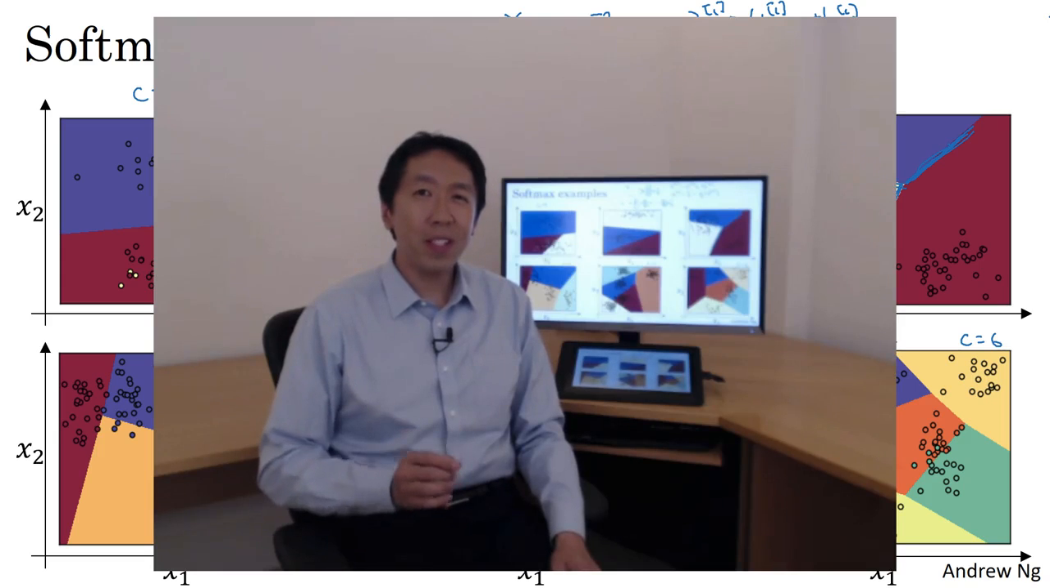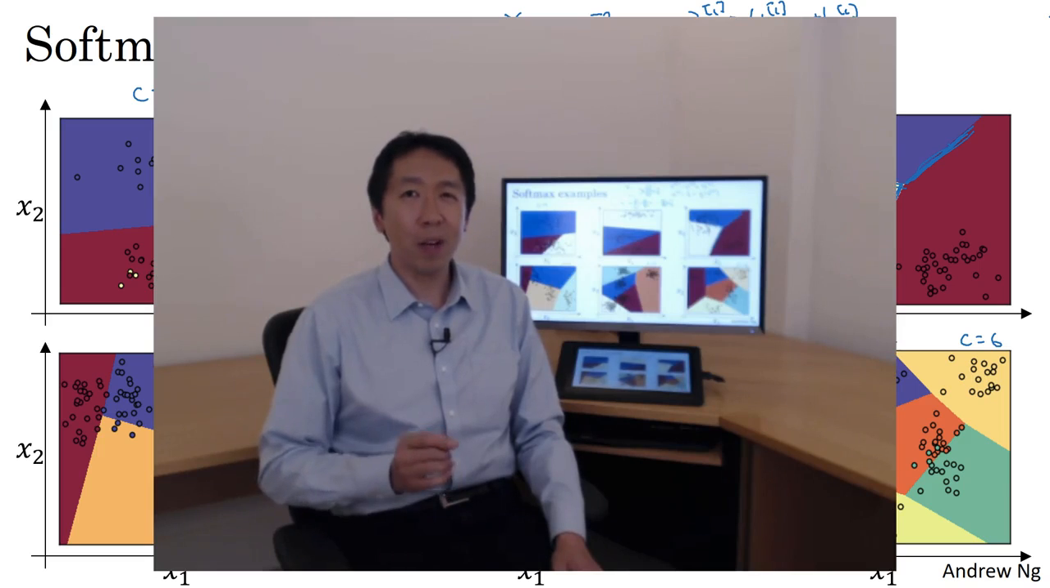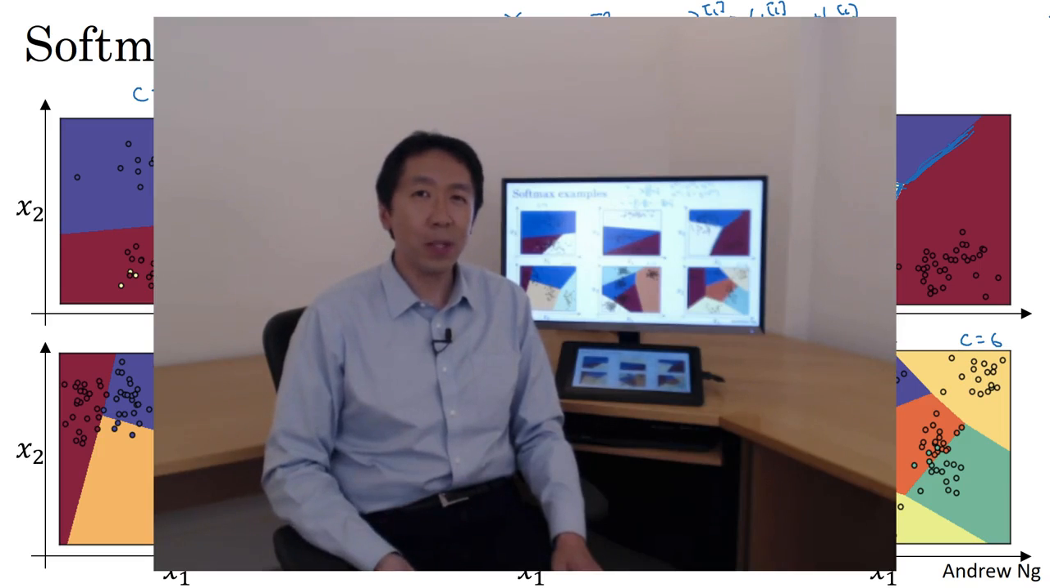So I hope this gives you a sense of what a softmax layer, or the softmax activation function in a neural network, can do. In the next video, let's take a look at how you can train a neural network that uses a softmax layer.